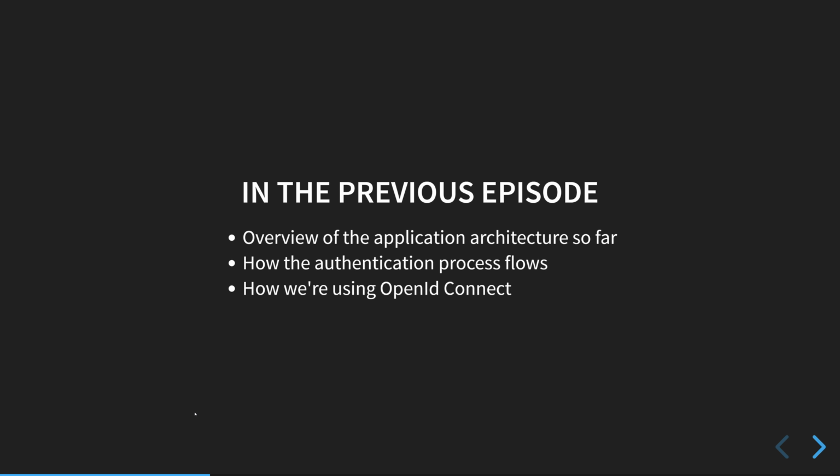So in the previous episode, we started with an overview of the application architecture so far, how the authentication process flows from the single page application, back for front, authentication service, and all of that. And we saw how we are going to use OpenID Connect in this application, for the authentication flows.